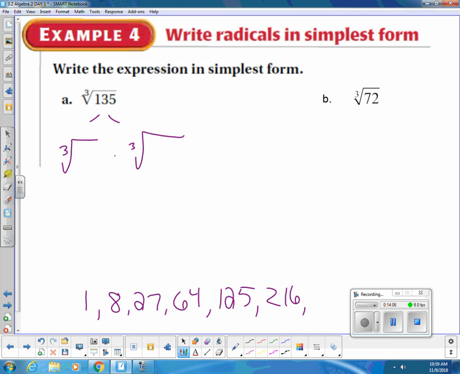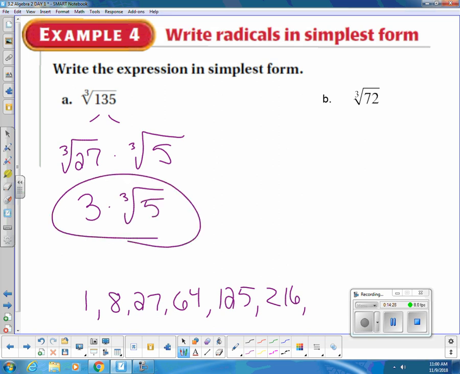All right. So if I look on this list, what's the largest number on the list that is a factor of 135? I heard Caitlin saying 27. So 135 is 27 times what? Very good. The cube root of 27 is a perfect cube. The solution to that is 3. And then this third root of 5 just stays there. Don't forget this little baby 3 in your final answer. Sometimes people forget it, and that changes what your answer is.